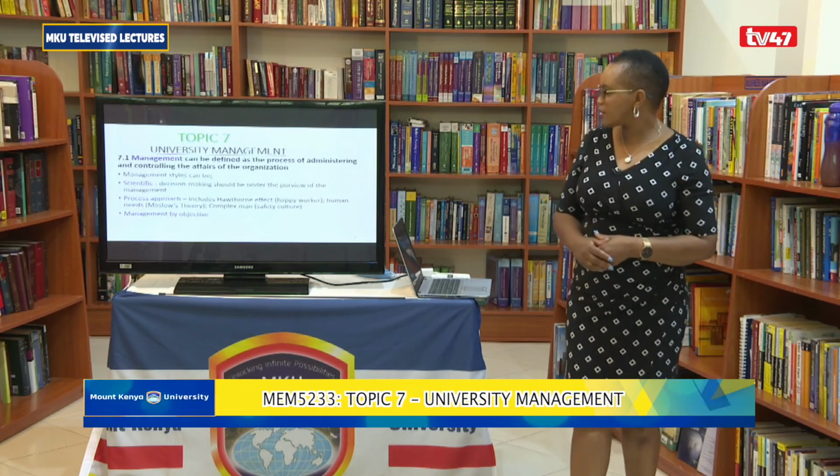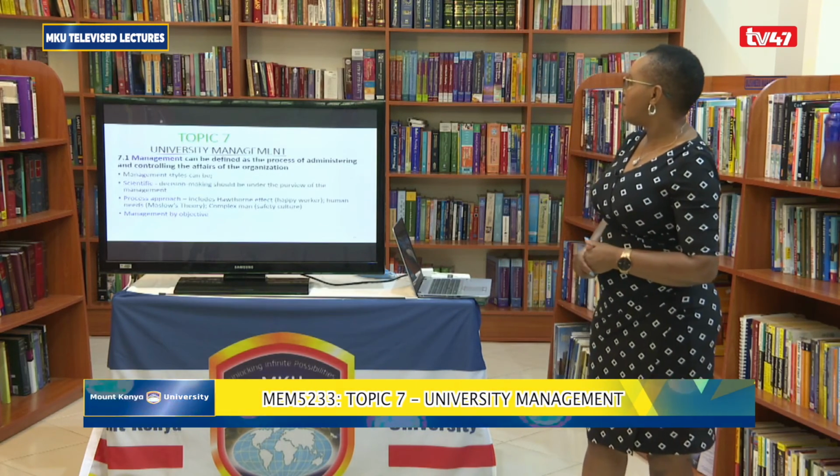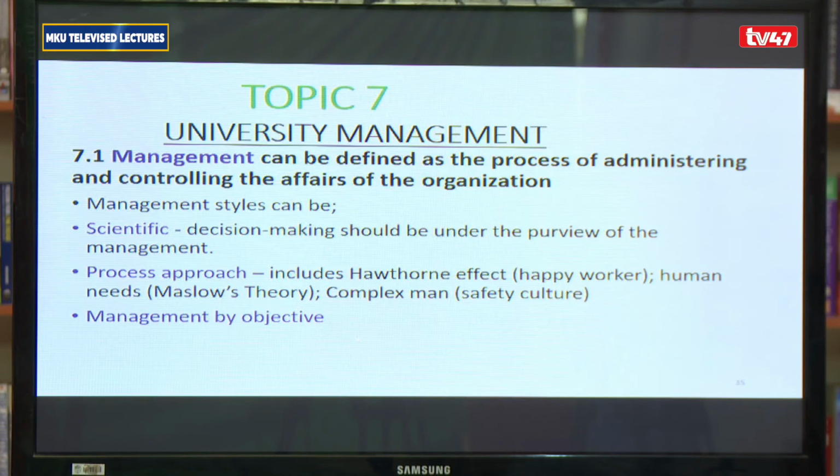Topic 7 is about, again, as I said, university management. And as I said, management can be defined as the process of administering and controlling the affairs of the organization. You can see that I have tried to bring this topic one more time. We have different styles: the scientific, the process approach, and all this. And I believe that you have been able to do this. Sometimes I even divide the management theories into two, scientific theories and human relation theories.